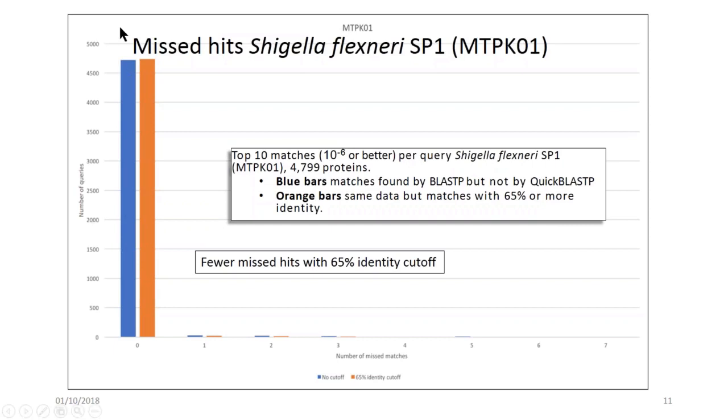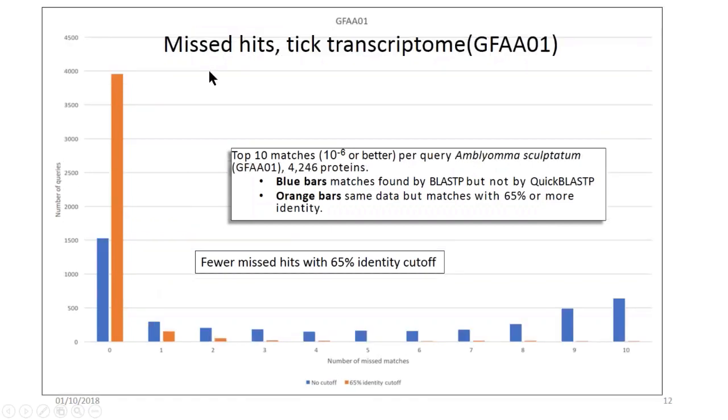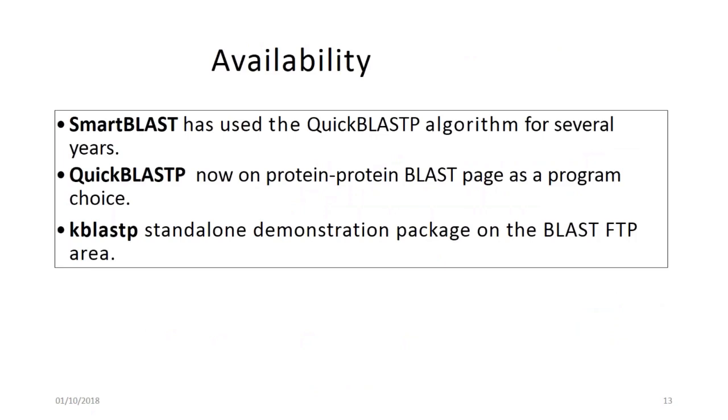This is the column here for 0 missed hits. There's a slight difference in the 65% bar there. It's quite a bit more difference if you look at that for the tick proteins. So the takeaway message from this is that this works well, but is probably limited to things that are better than 65% identity, which is fine if what you're trying to do is find what protein this is in the database. So how can you run QuickBLASTP or the standalone version kblastp?